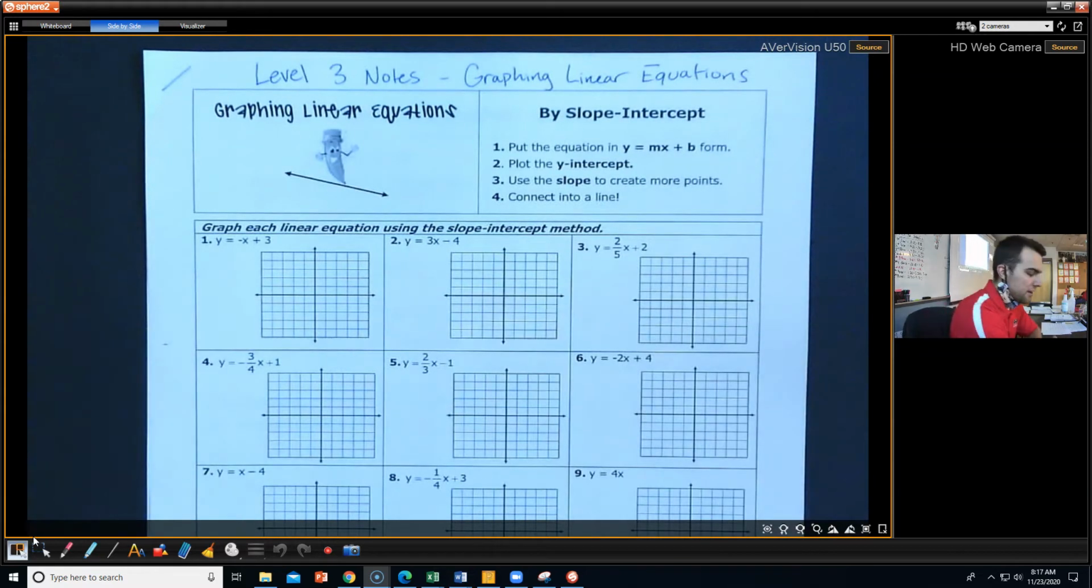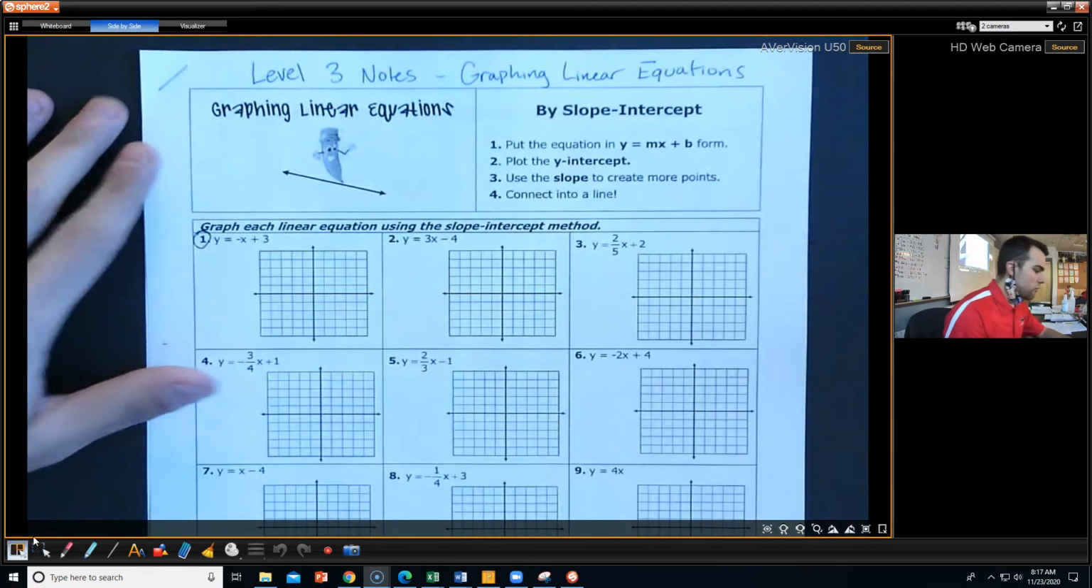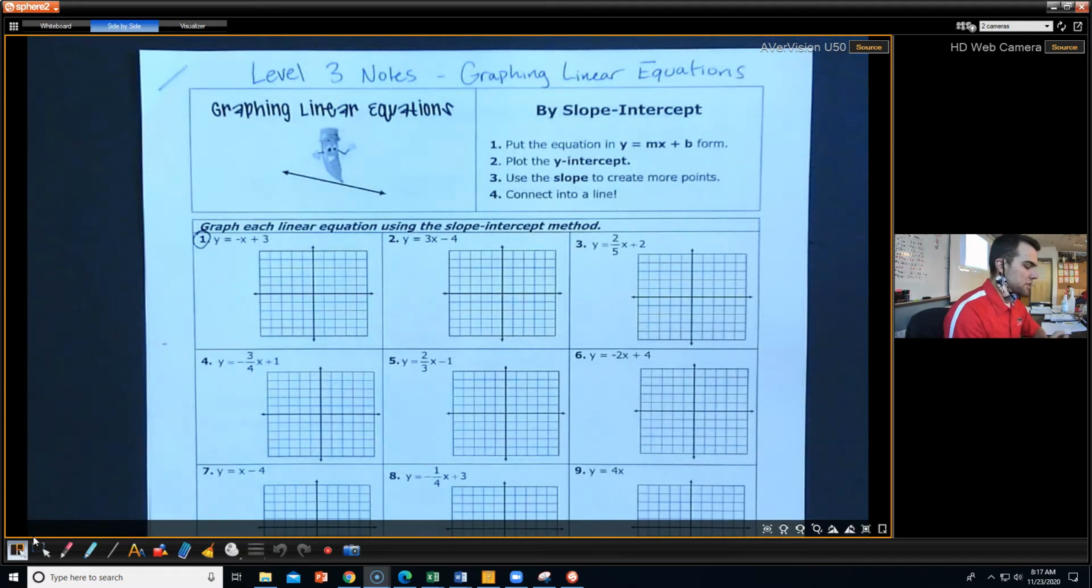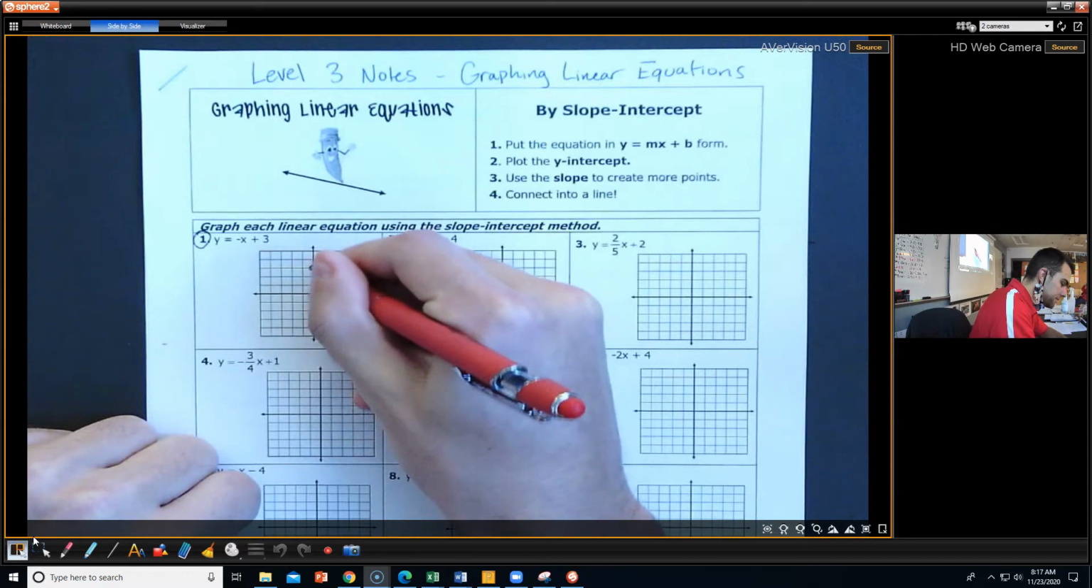So when you're plotting this, first thing to do is plot the y-intercept, because it's the easiest thing to start with. Once you get your y-intercept, we'll go ahead and continue with the slope. So let's look at number 1 right here, okay? Number 1, we have y equals negative x plus 3. So my y-intercept is that plus 3. So I know right off the bat my starting point is going to be right here.